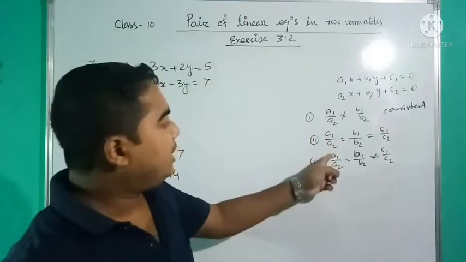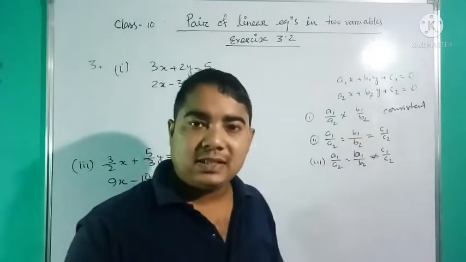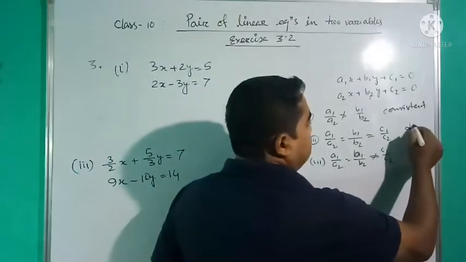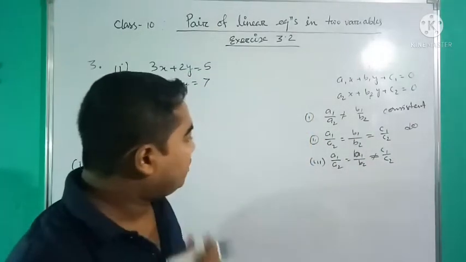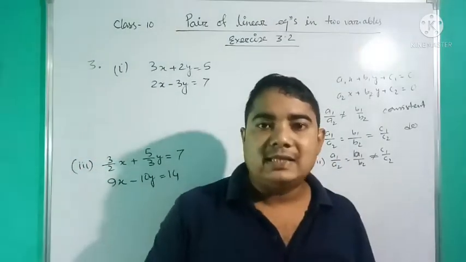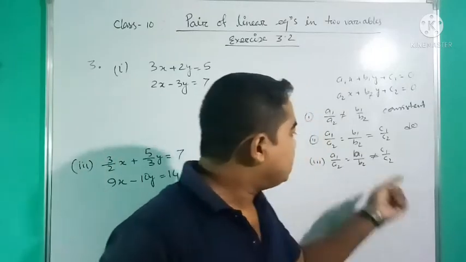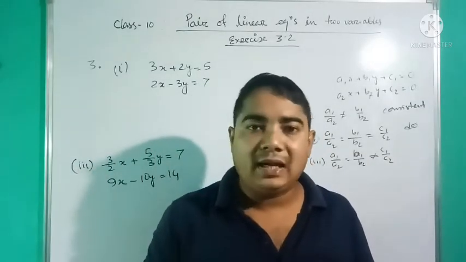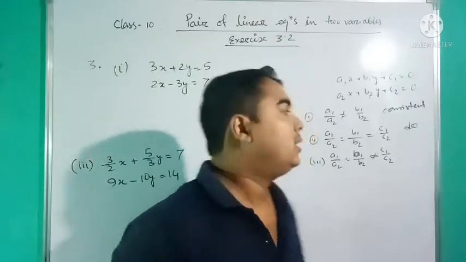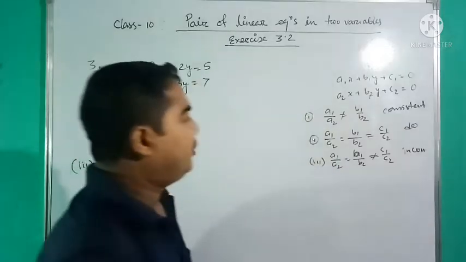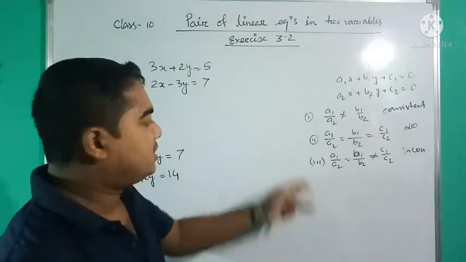Again, if a1 by a2 equals b1 by b2 equals c1 by c2, that means infinite number of solutions, that means consistent. And the third condition is a1 by a2 equals b1 by b2 but not equal to c1 by c2. If not equal to c1 by c2, then both lines are parallel. If two lines are parallel, then they have no intersecting point. That means inconsistent. Okay? That means we need to observe these three conditions.